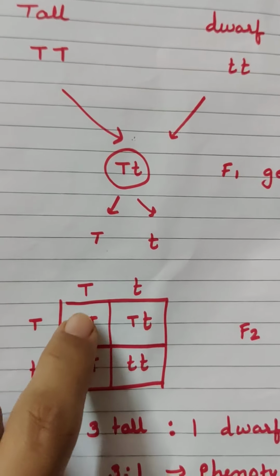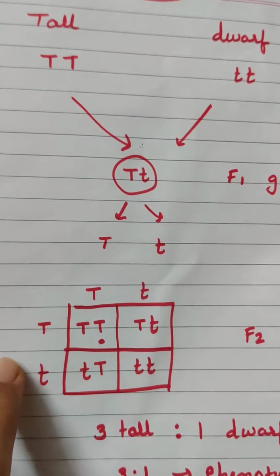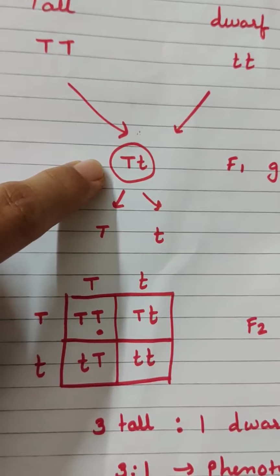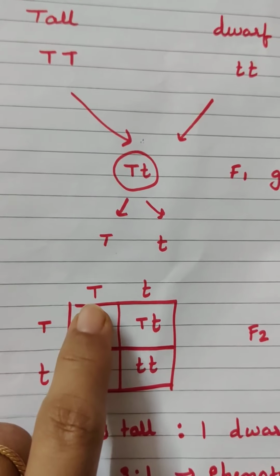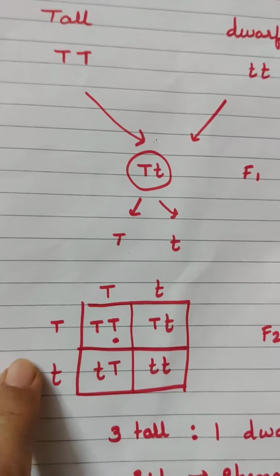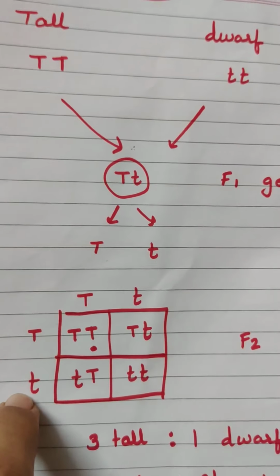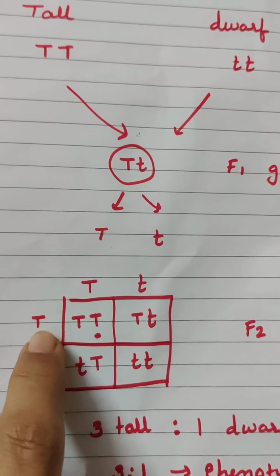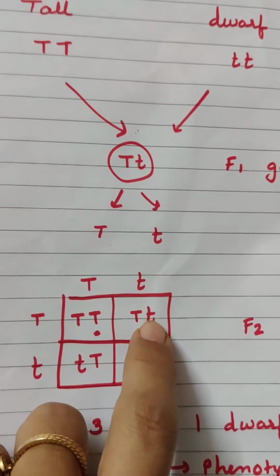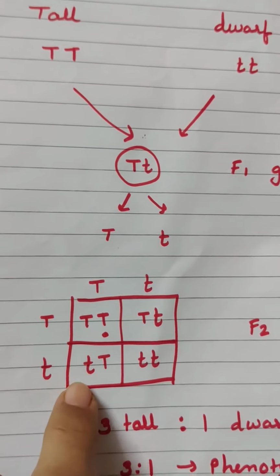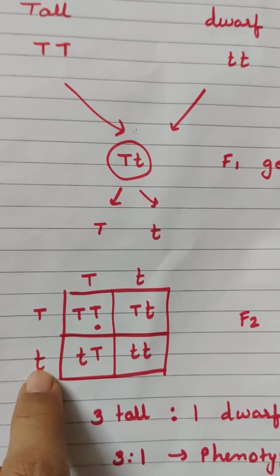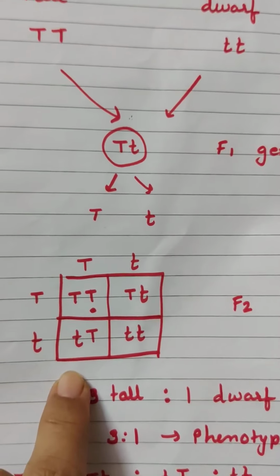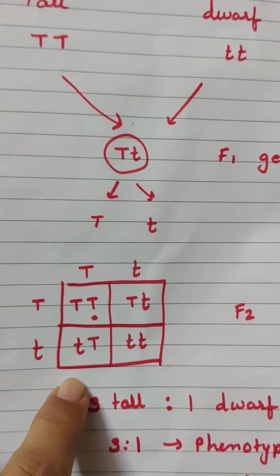When you write Punnett square, one side you write one parent, the other side you write the other parent. Both parents are the same, from F1 generation, so they have the same gametes, one capital, one small. What will be the combinations? From here, both dominant. From here, one dominant, one recessive, one recessive, one dominant, and in this case small t, from here also small t. So we are getting four kinds of plants.